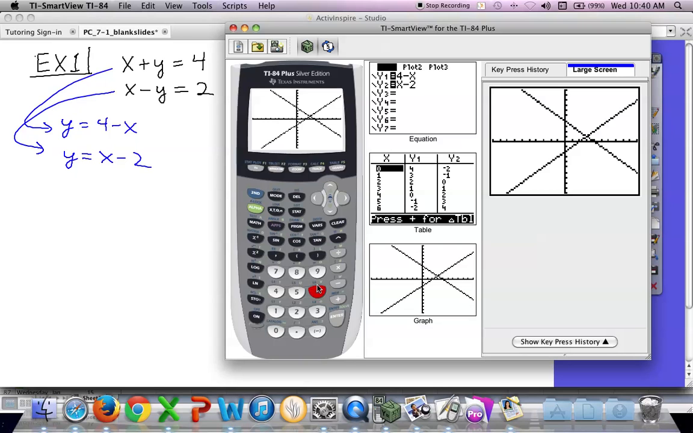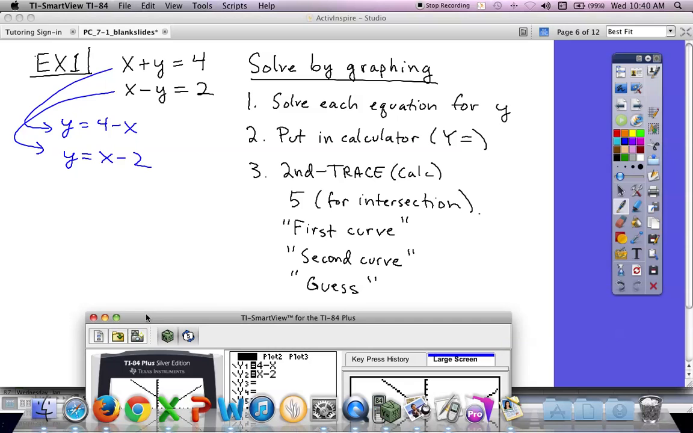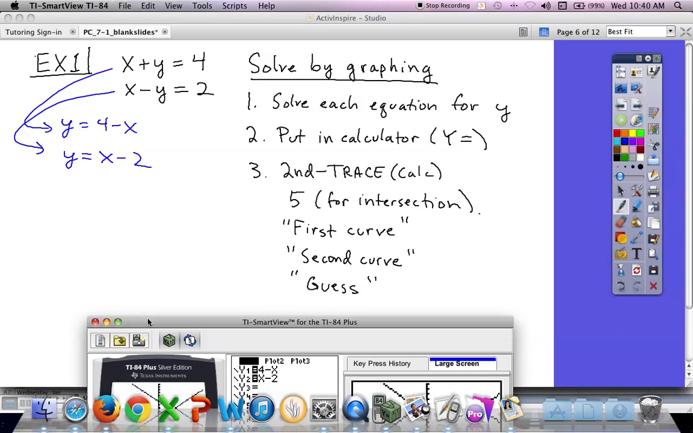Right. Okay, now the calculator will find that point for you. Again, when we get to more complicated graphs, you probably just want to do it in the calculator. These are the steps for that. That's what these are saying right there. You're going to go second trace, which is calc, and then 5 for intersection, and then we have to go through, like we usually do with left-bound, right-bound guess. For this, it's first curve, second curve guess.